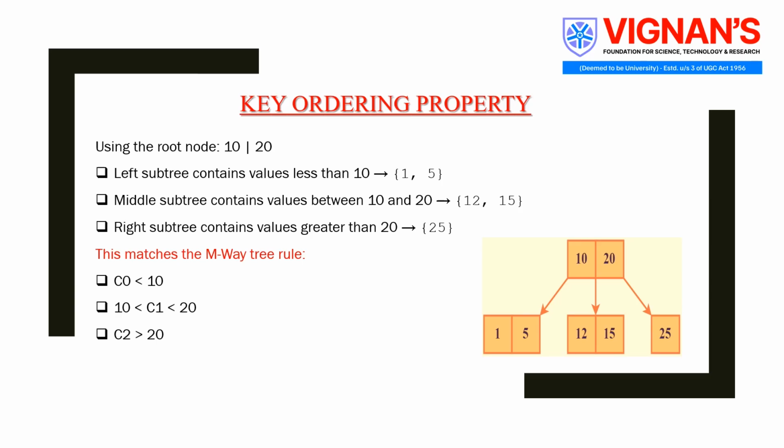This example perfectly illustrates the M-way search tree ordering rule. All keys in C0 are less than 10. All keys in C1 fall between 10 and 20. And all keys in C2 are greater than 20. This ordering property ensures that searching within the tree remains efficient and well-structured.